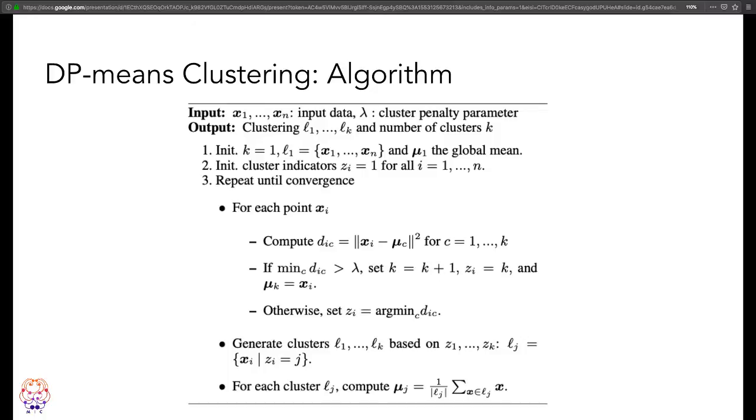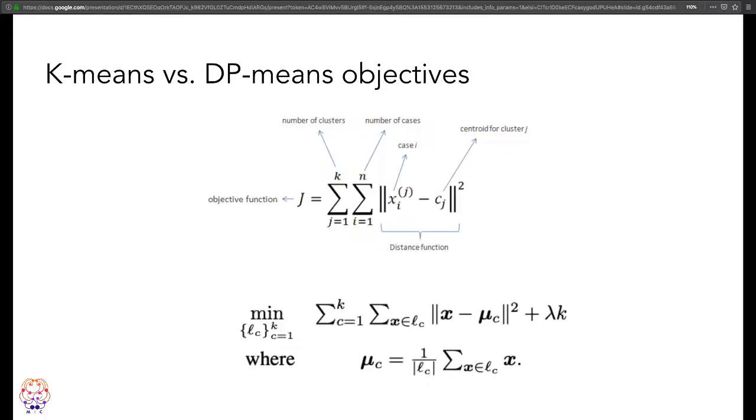And then we're going to repeat the assignment step and the update step. For every data point, we compute the distance to all the clusters and assign each point to a cluster. And then if we find that the minimum distance from any of the clusters is greater than our cluster penalty parameter, we're going to create a new cluster and have that data point be the centroid of that new cluster. And then we're going to reassign the centroids.